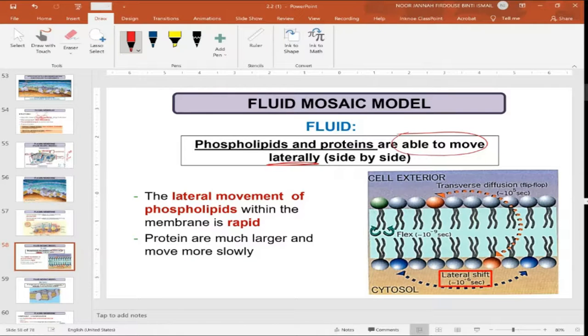That is why Singer and Nicolson used the term fluid. Okay, kalau soalan kenapa fluid? The answer is because phospholipid and protein able to move laterally ataupun move side by side. So the lateral movement of phospholipid within the membrane is rapid. Cepatlah, dia cepat. And then protein are much larger and slower.